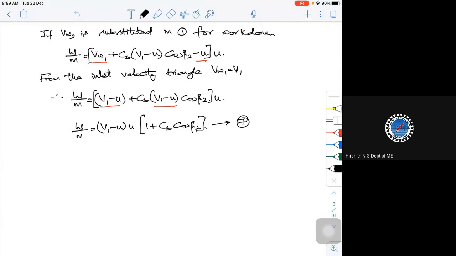Okay, so good morning and welcome you all for this continuation of this hydraulic turbine class. Yesterday we were looking at the expression for work done for a Pelton wheel.